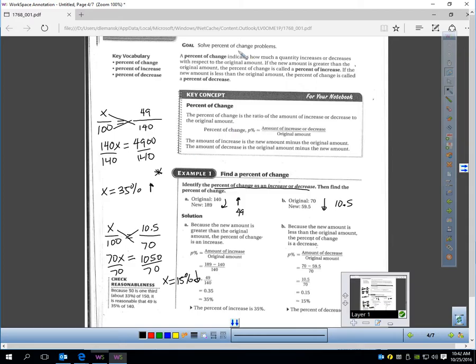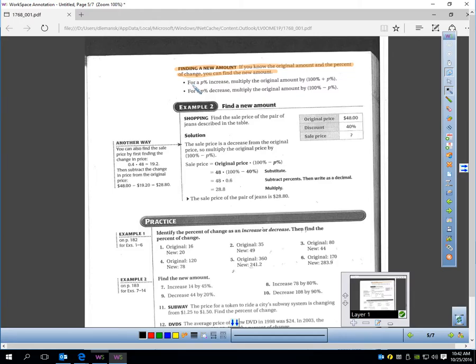So finding percent of change should be very easy if you just write this out as a proportion, cross multiply and solve. They'll also ask you to find a new amount. If you know the original amount and the percent of change, you should be able to find the new amount. Now the book writes this, and I find this a little bit confusing. Just use the same proportion I showed you on the previous slide. Let's solve this problem and use our proportion from the previous slide to set it up.